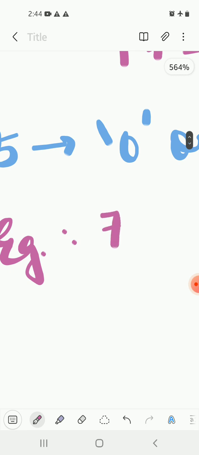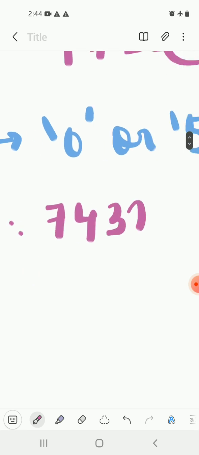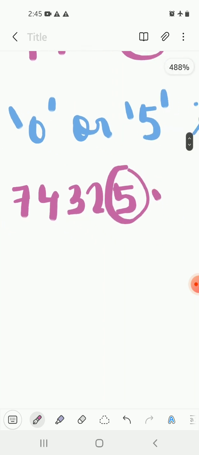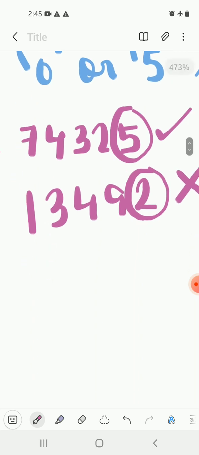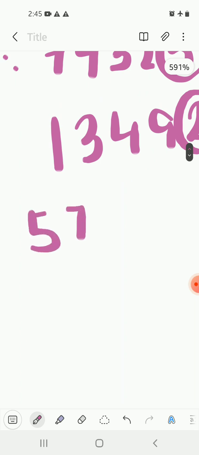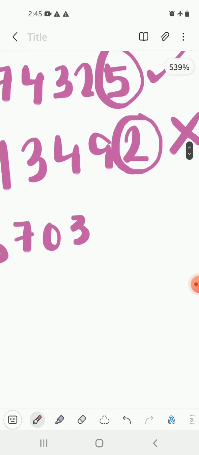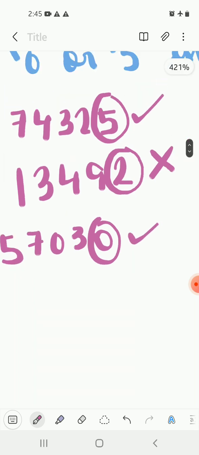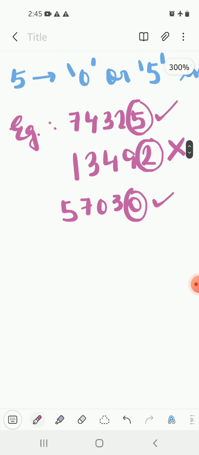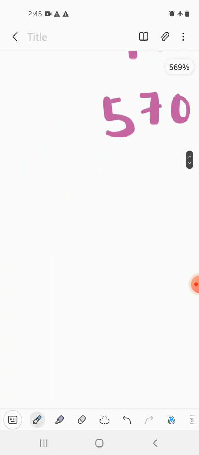Example 7, 4, 3, 2, 5. You see there is 5 in units place, so the number is divisible by 5. Another example, 1, 3, 4, 9, 2. The last digit is 2. It is not 5, not 0 as well. So it is not divisible by 5. We can take another example like 57030. The last digit is 0, so it is divisible by 5. Now we will move to the rules of divisibility for 6.